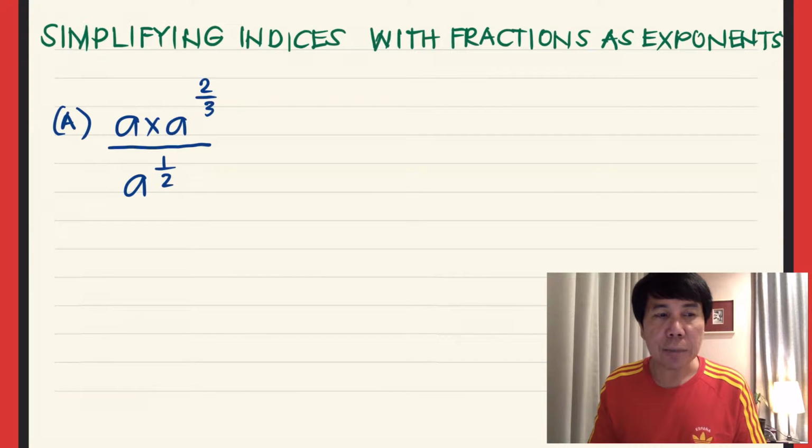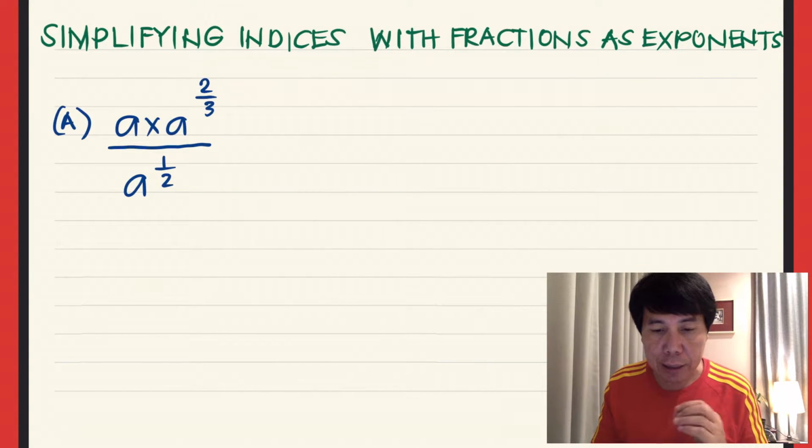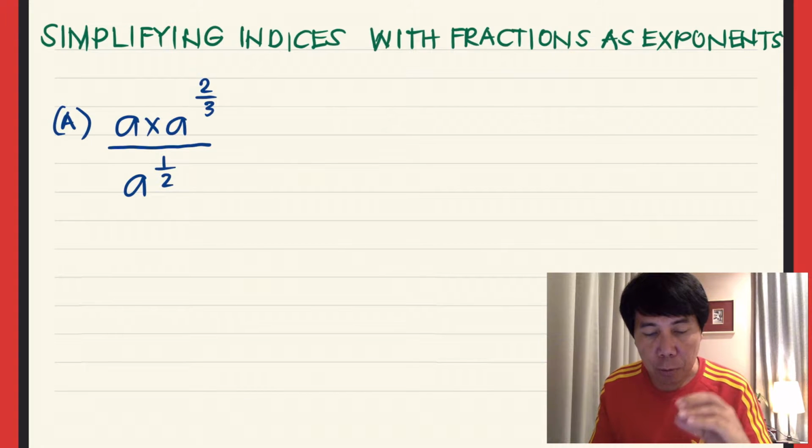We're going to learn simplifying indices with fractions as exponents. For the first example, we have a times a raised to the power of 2 over 3 divided by a raised to the power of 1/2. In this case, we are going to add the exponents and subtract.